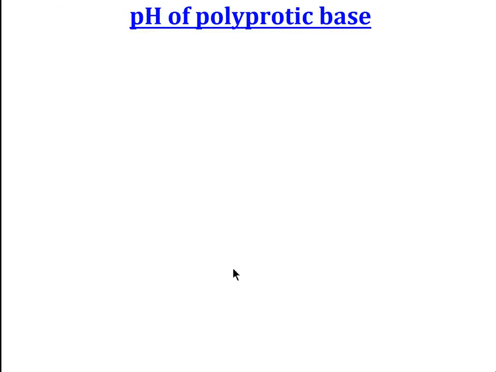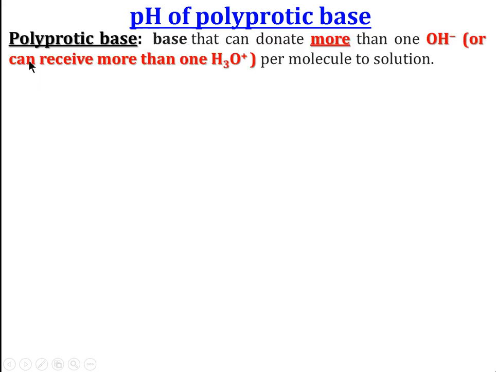Calculation of pH of polyprotic base: we use the same analogy as the polyprotic acid, but replacing the pH by pOH and Ka by Kb. So what is the definition of a polyprotic base? It is a base that can donate more than one OH minus according to Arrhenius definition, or can receive more than one H+ according to Lewis definition per molecule to solution.